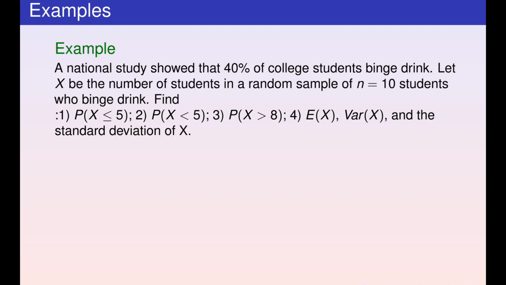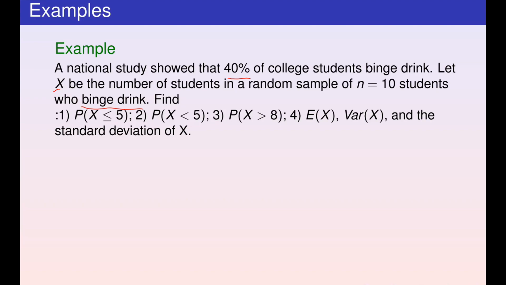We want to find these probabilities. In this one, we have 40% of college students who binge drink. X is the number of students in a random sample who binge drink. So this implicitly implies a Bernoulli trial. If you ask any student whether they binge drink or not, one answer is yes and the other is no. So this is like a Bernoulli trial.